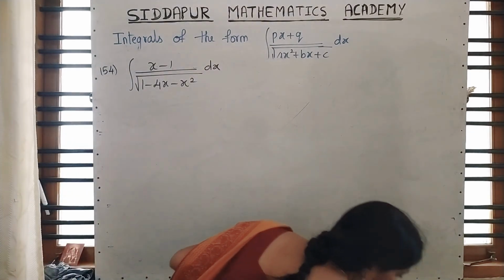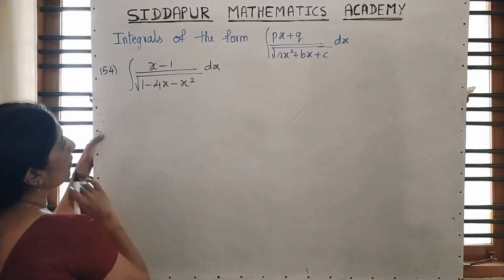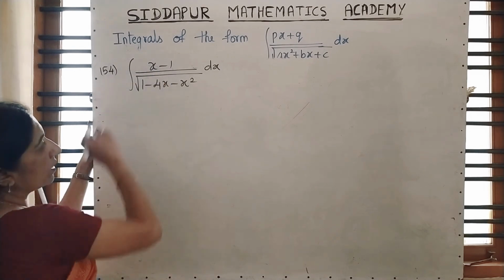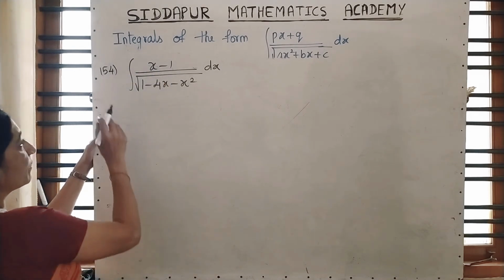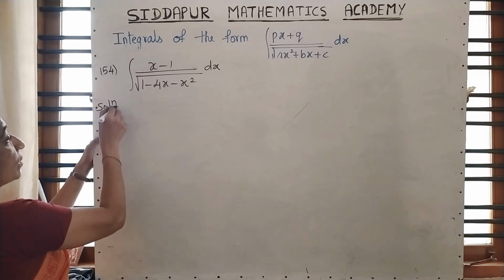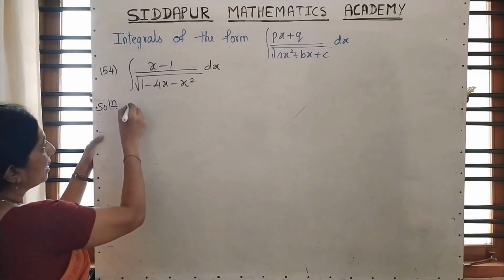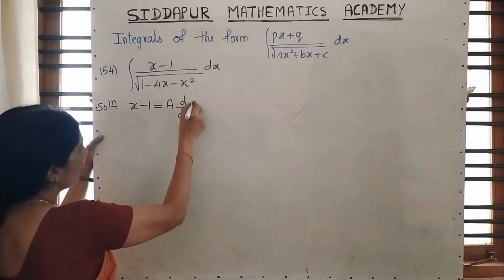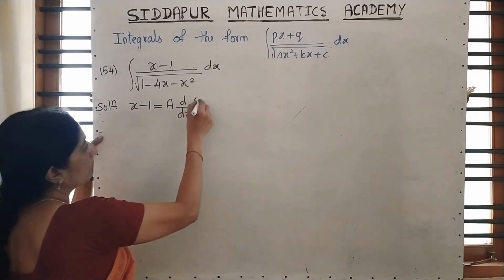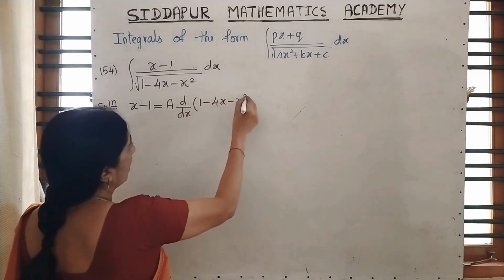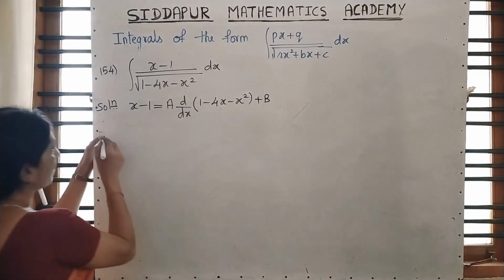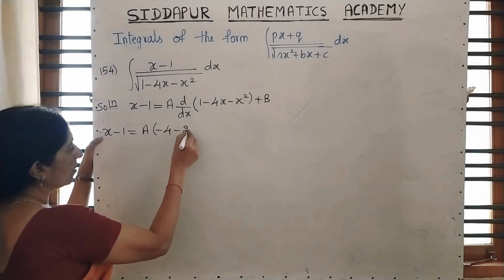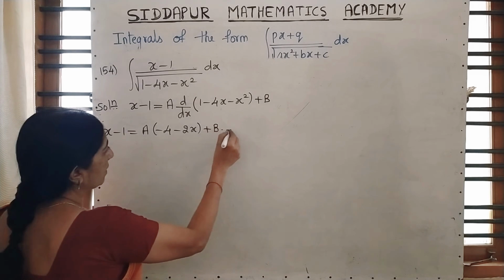Again, first I will check whether the differentiation of denominator. See, minus 4x is minus 4, it is not there. Minus x square is minus 2x, it is also not there. That means the differentiation of denominator will not give the numerator. Now the method is numerator is equal to a into differentiation of denominator, that too without root, 1 minus 4x minus x square, plus b. x minus 1 equals a as it is, minus 4 minus 2x, plus b.